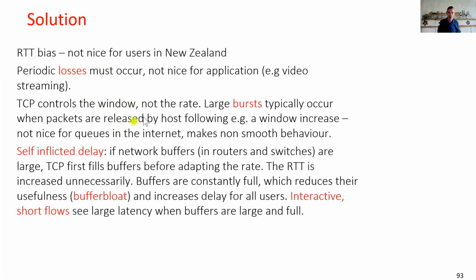Second, we go via the window. So large bursts are possible, which means that even if we think we control the rate, we do that only over the long term. So bursts are what dictates losses when the buffers are not too large. There's also what is called self-inflicted delay that we will discuss a bit more later.